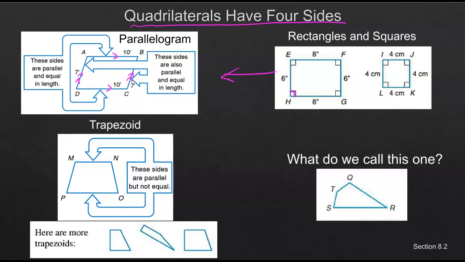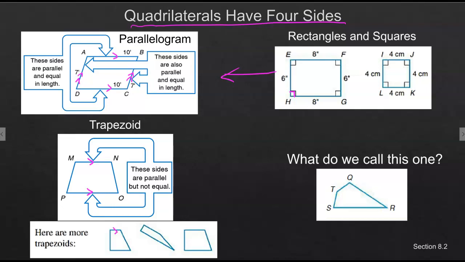Now we have trapezoids, and in a trapezoid we have one set of parallel sides. So only one, we have opposite sides that are parallel, but the other 2 are not. Notice, right? NO and MP are not parallel to each other. And so part of this is just learning to look at the shape and know what it is based on the information given.